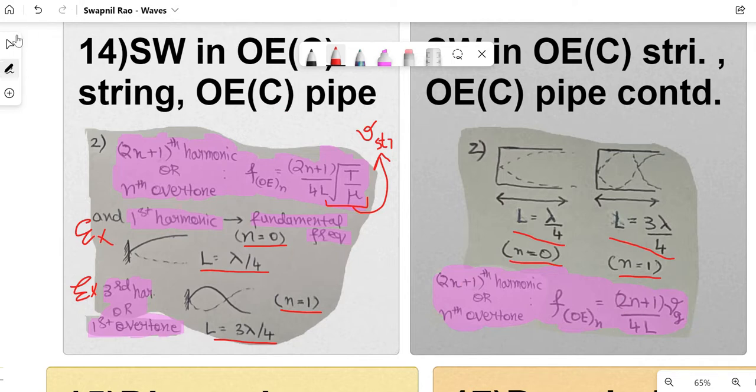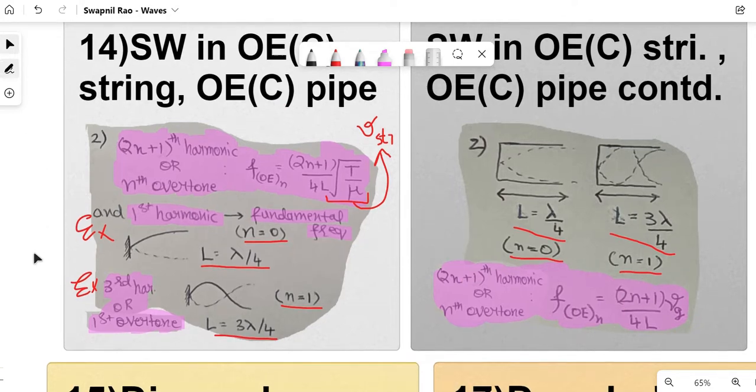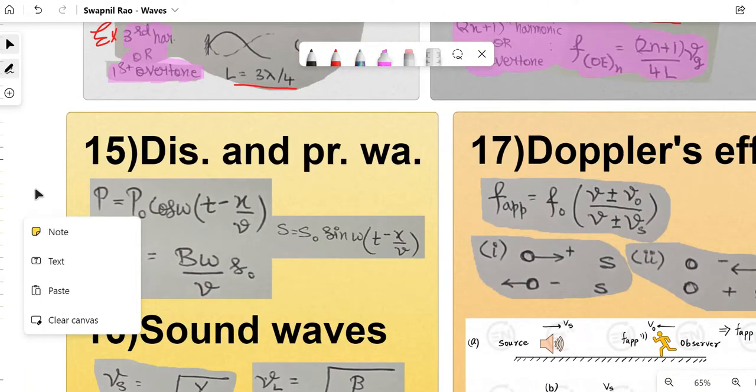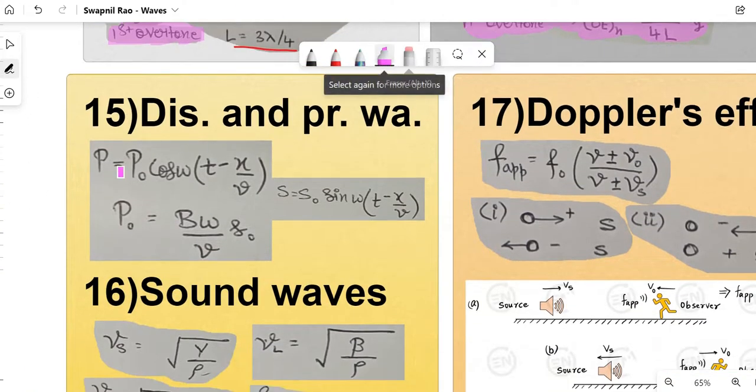If you have listened to that carefully and made note of those two, you'll be able to understand. With that we have covered the most important part of the chapter. Next one would be displacement and pressure waves. So these are the formulae. This is the pressure wave, by the way. You can just copy it down.